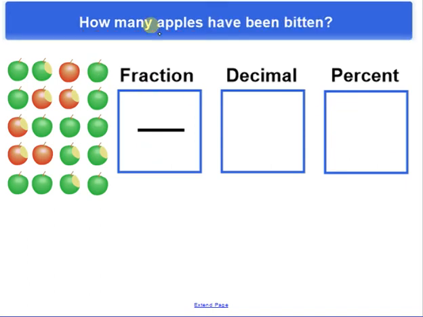Now with the same picture, different question. How many apples have been bitten? Write your fraction, write your decimal, write your percent. Okay, so for your fraction, you should have gotten 8 out of 20. That would give you a decimal of 0.4 and a percent of 40%.